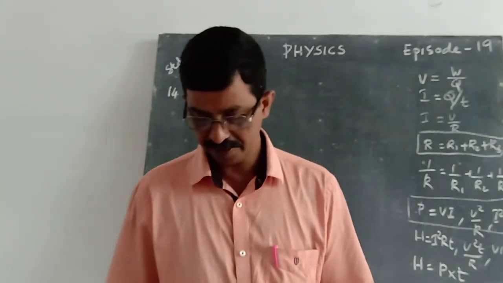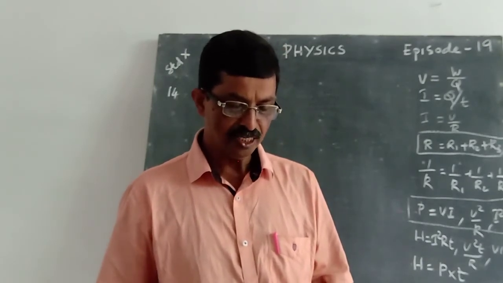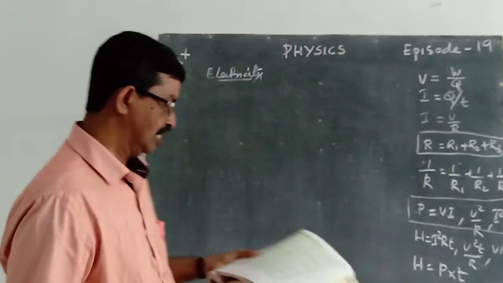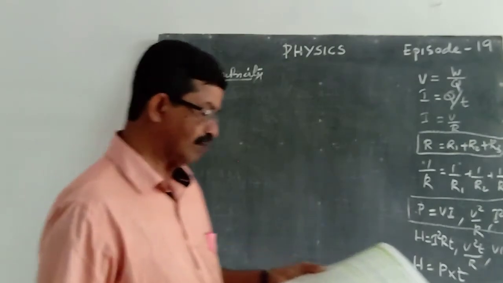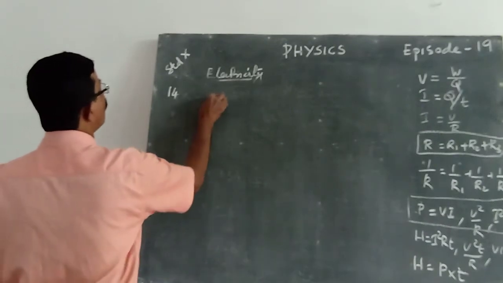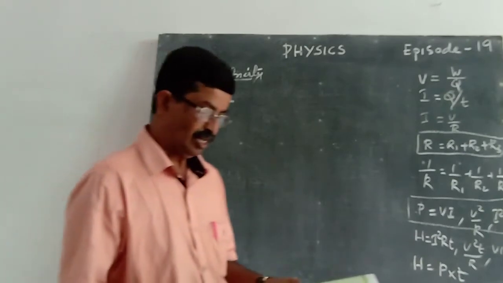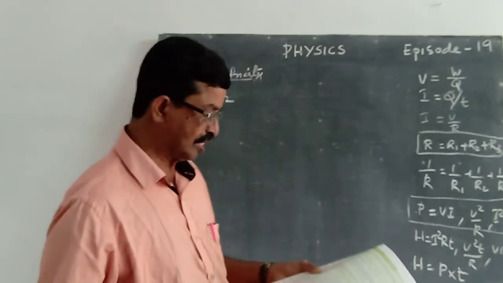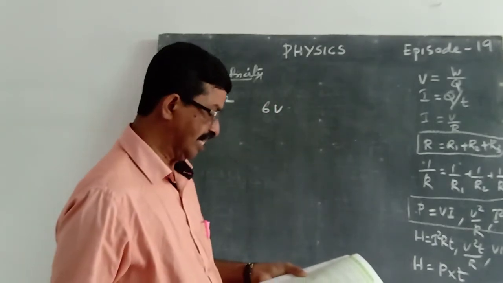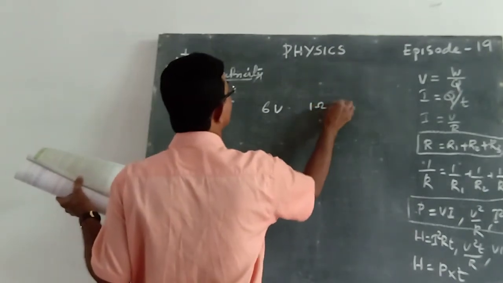Question number 14. Compare the power used in the 2 ohm resistor in each of the following circuits. That means we want to find out the power in the 2 ohm resistor. In the following circuits, at first, a 6 volt battery in series with 1 ohm and 2 ohm.